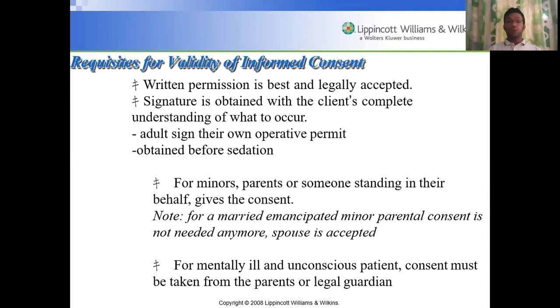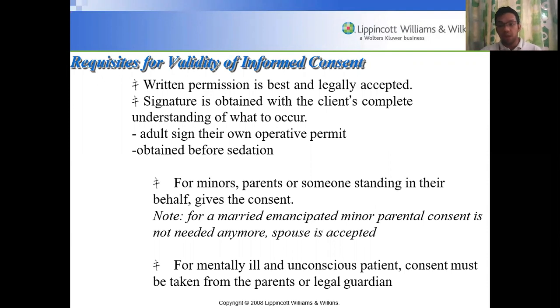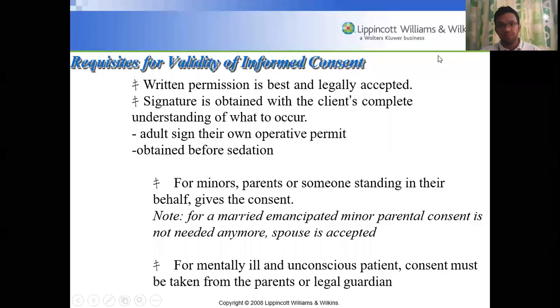Adults, of course, will sign their own operative permit, and it should be obtained, of course, before the patient is going to be sedated with an anesthesia. But for minors, parents or someone standing in their behalf gives the consent. But for a married emancipated minor, parental consent is not needed, but spousal consent is accepted. So if emancipated minor, parental consent not needed, spousal consent is accepted.